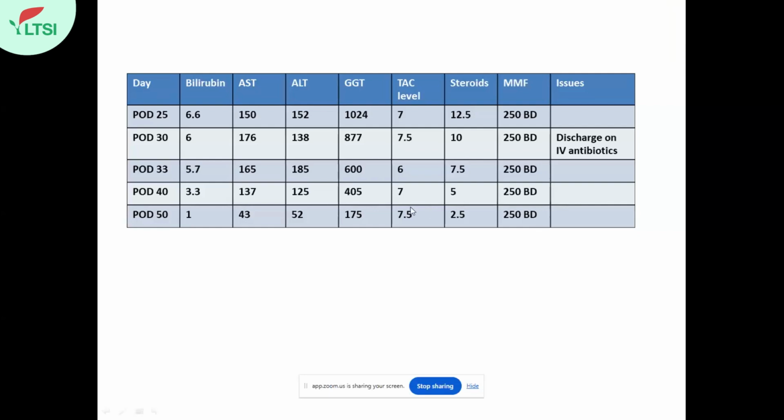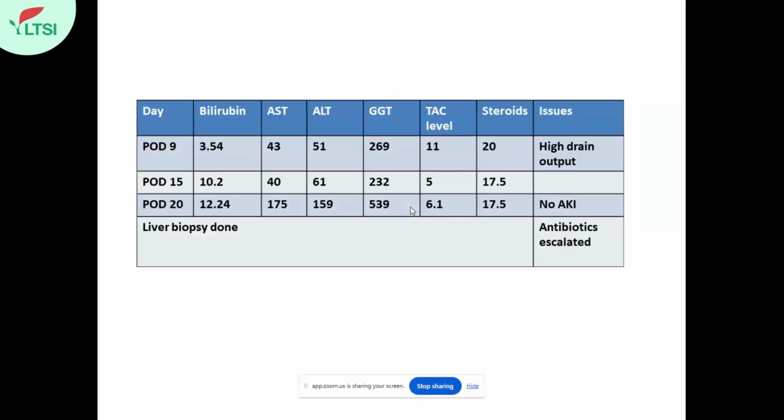Can you go back to the pre-treatment liver enzymes? Yes, Prof. So this is probably the lesson to learn: on post-operative day 20, the bilirubin goes up to 12, the enzymes, AST jumps from 40 to 175, 159.